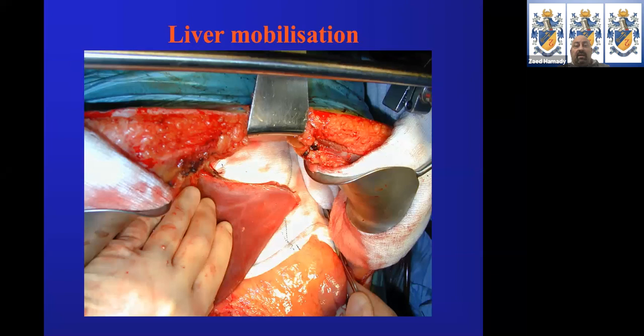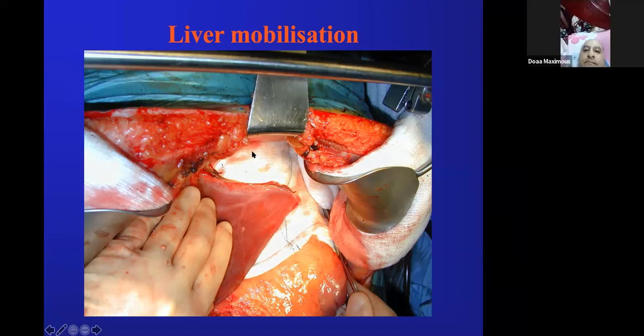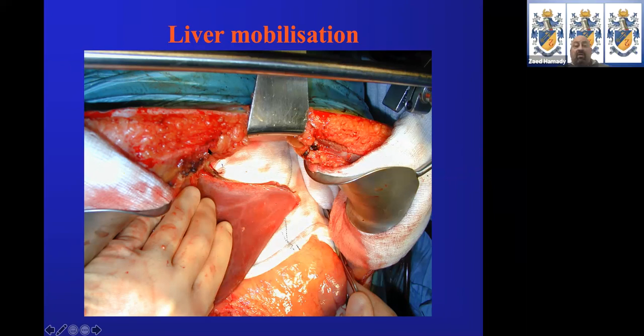So this is an example of how we mobilize the left liver. You can see this is the left liver. Usually I put a swab behind the left liver. That will bring the left triangular ligament out very clearly, and you can use your diathermy just to transect through. However, you reach a danger area where you have the phrenic vein and the left hepatic vein, which can bleed, and therefore, once you reach that area, you need to be careful about the dissection.